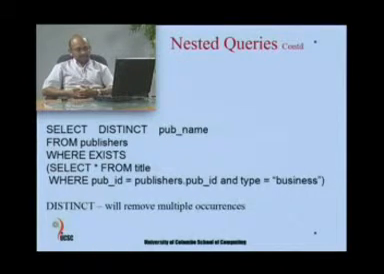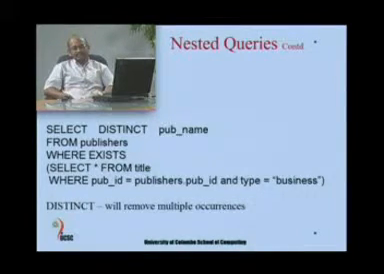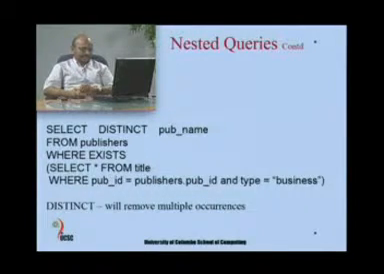Now, using exists, what we are doing is, if such books are available, then do something else. If it does not exist, we don't do anything. So, in this particular case, if this is satisfied, we want to display the publisher name whose book type belongs to business.